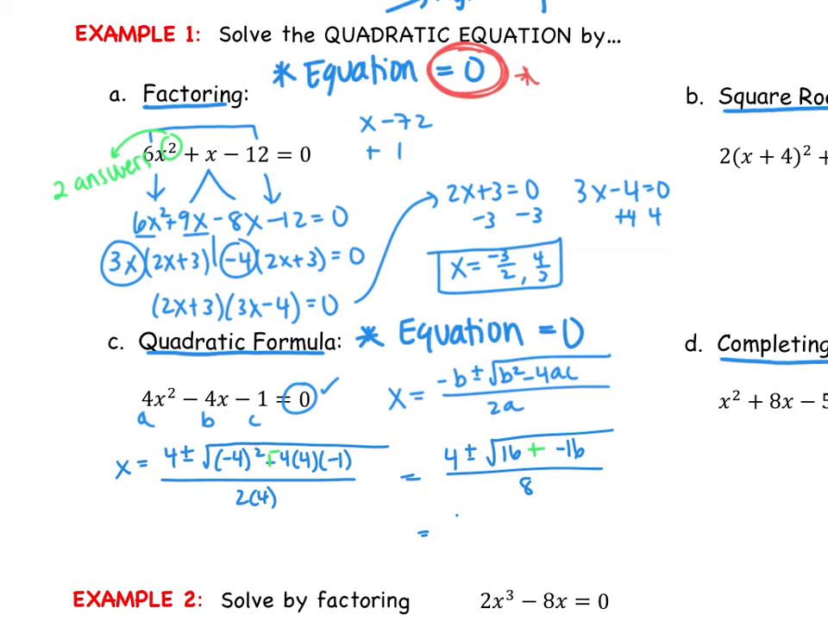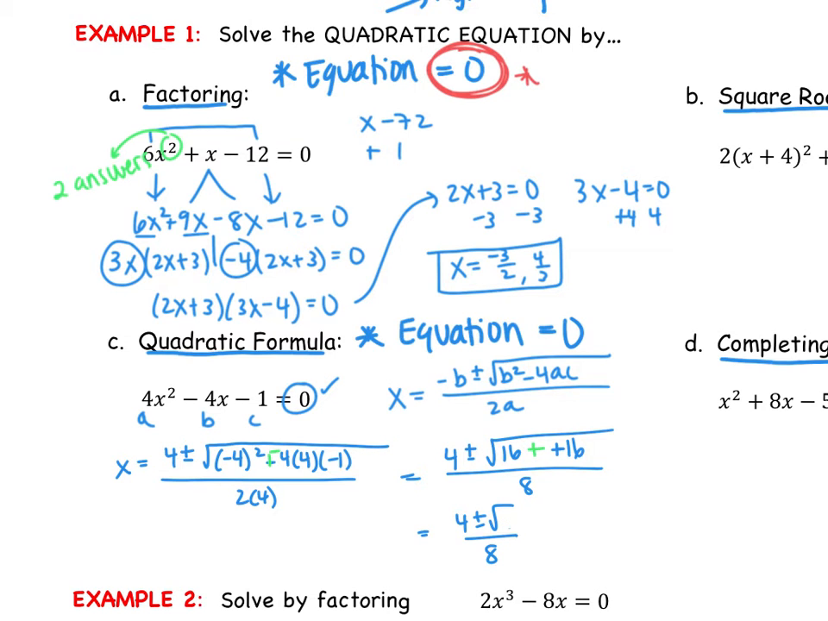Okay, so then this becomes 4 plus or minus the square root of 0 over 8. Wouldn't it be 16? It's positive 16. Thank you for stopping me. This should be a positive 16. Negative 4, negative 1, positive 16. Thank you for catching that.